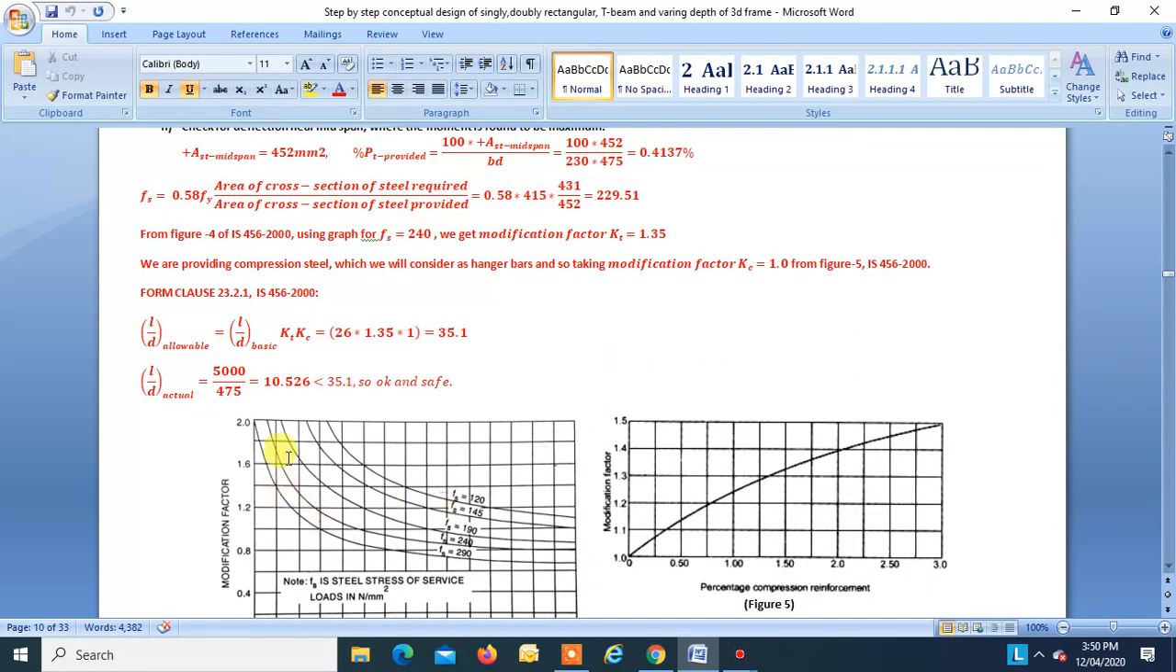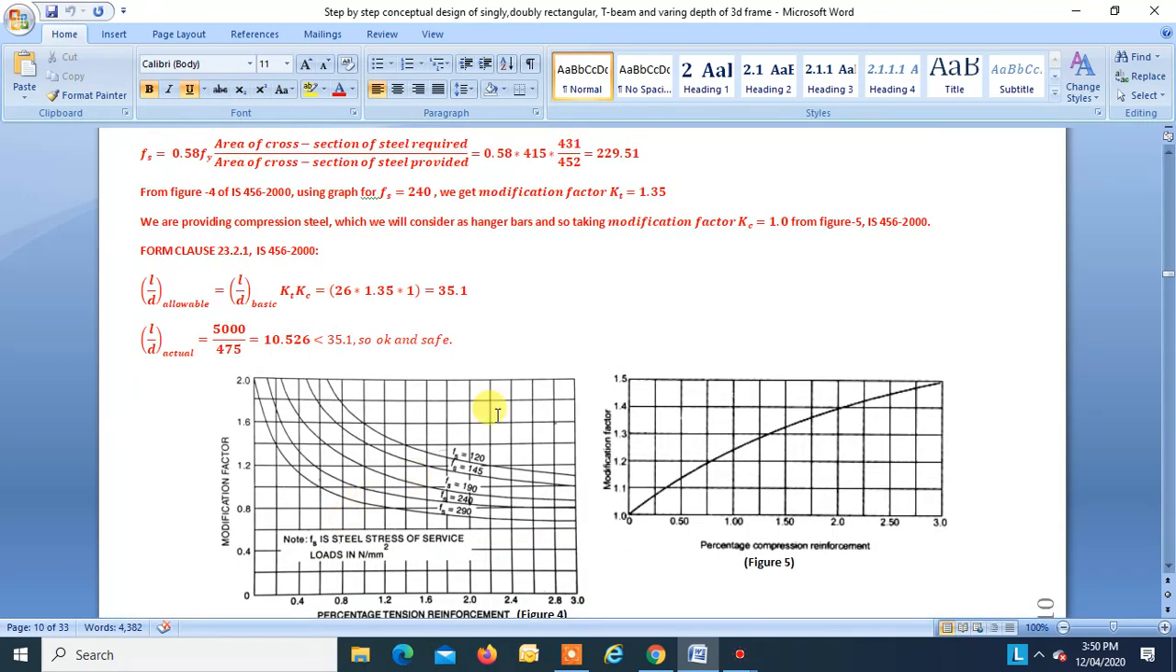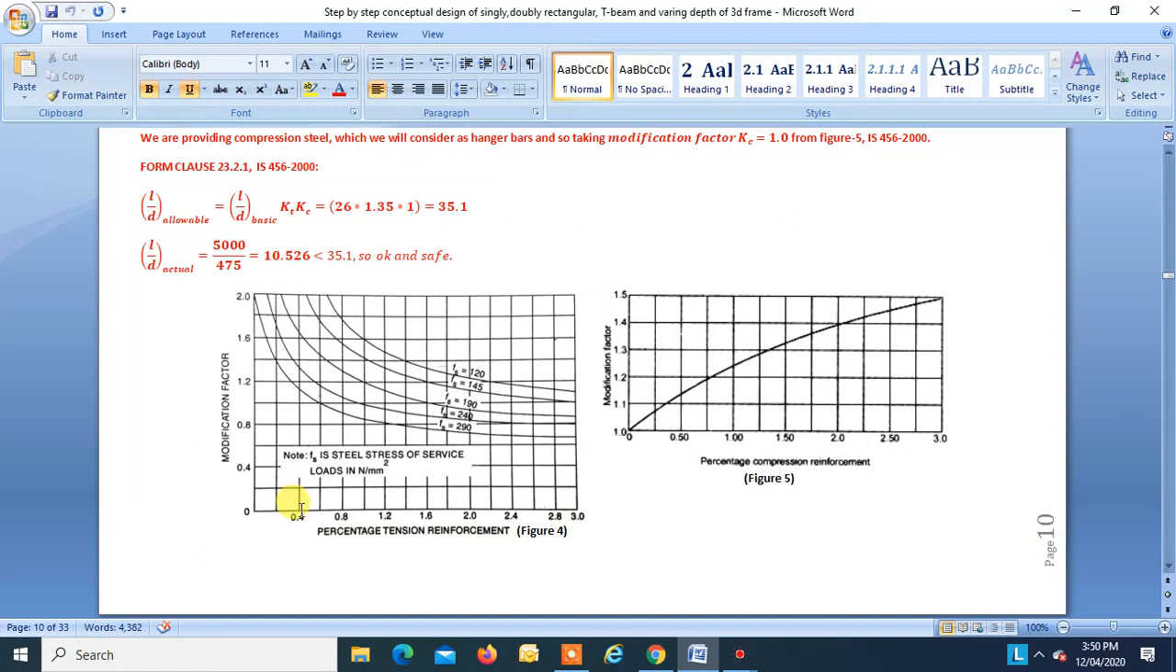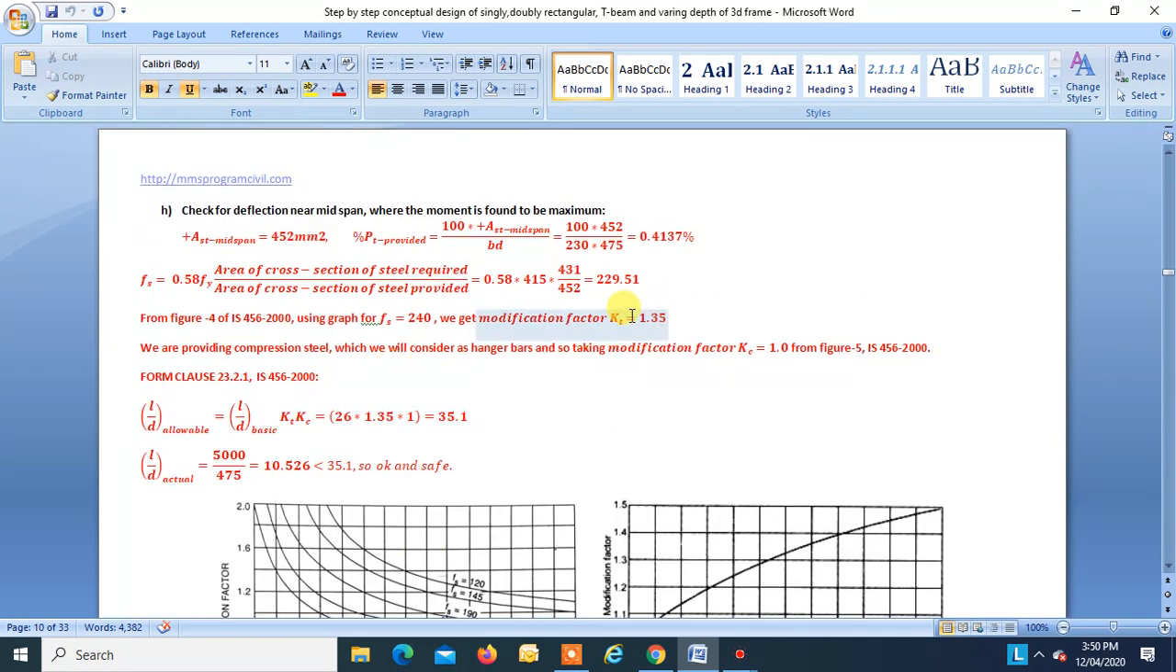Okay, but over here there is no graph for 2.951. So we will take a graph of higher value, right? That is Fs 240. So we will use the Fs 240 graph. Okay, so this is PT. PT is 0.4137. So you have to just draw a line from here till this graph and you get the modification factor KT. Okay, so KT is found to be 1.35.